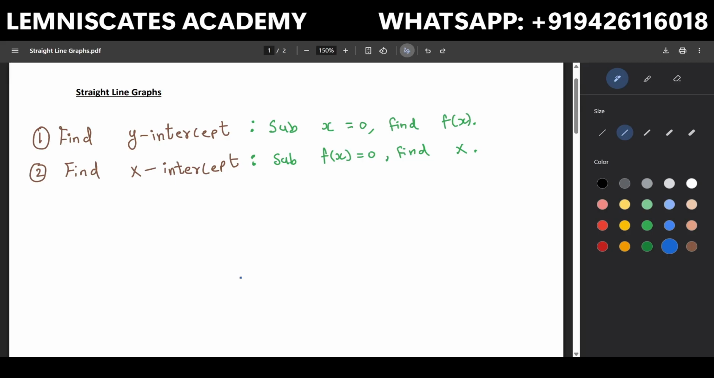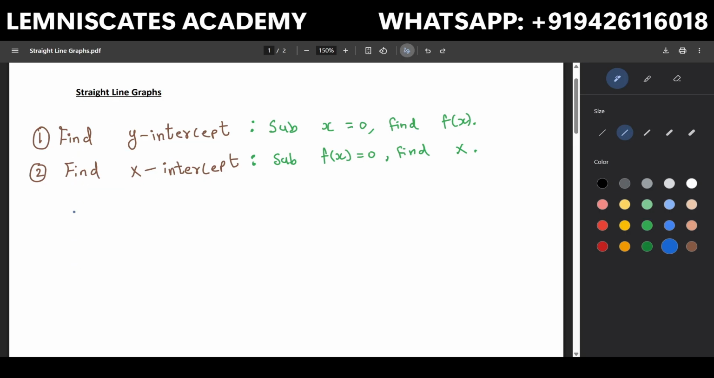Now the first question that should strike in your brain is that, hey Rohan, how can I sketch these straight line graphs under 5 to 10 seconds? Or as soon as possible. So my reply to you would be that you are supposed to directly find your y-intercept and the x-intercept. How do you find them?